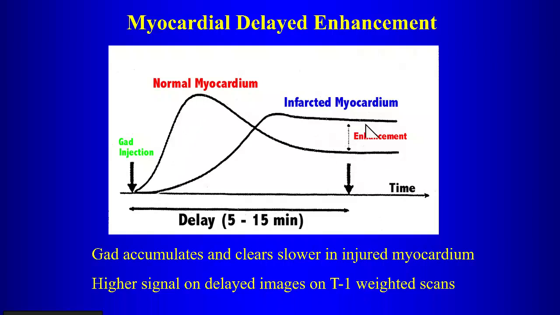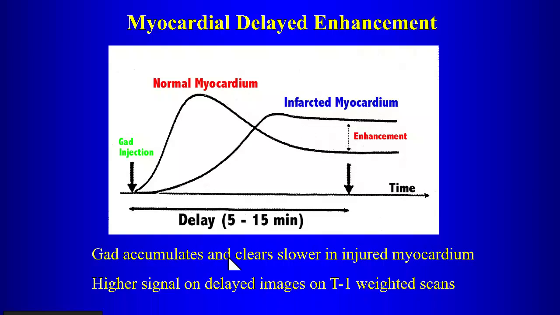What happens if you have infarcted or injured myocardium is that the uptake of gadolinium is delayed, but the washout of gadolinium is also delayed. So when you're out here about 10 minutes after you've given the contrast, there's more gadolinium within infarcted or injured myocardium or pathologic myocardium than there is in normal myocardium. So if you do a T1 weighted sequence out here, where we see myocardial enhancement then usually indicates abnormal myocardium.